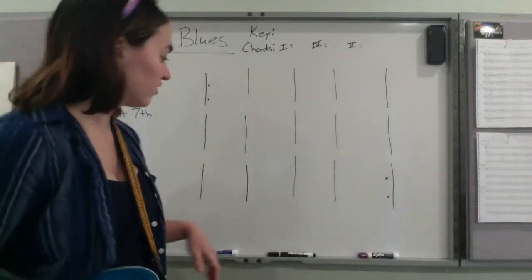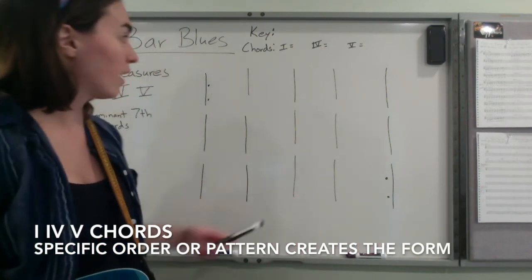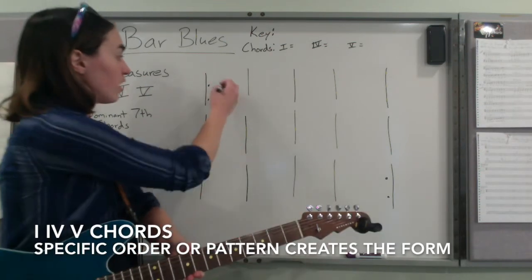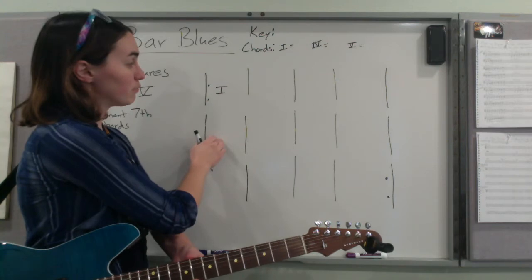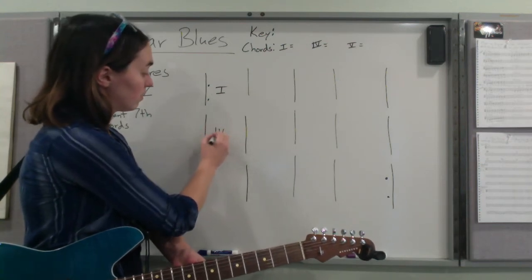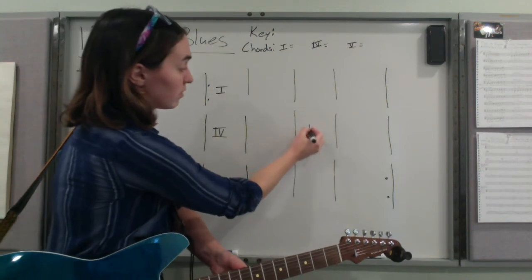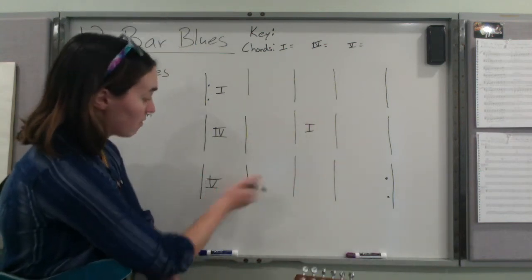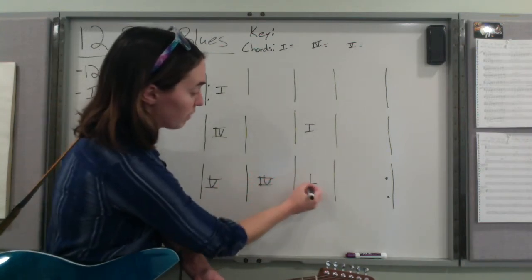The blues, consisting of our 1, 4, 5 chords, happens in a very specific pattern, okay? So we have our 12 measures up here. We're going to start with the 1 chord for 4 measures. The 4 chord comes next for 2. Then we go back to the 1 for 2 measures. The 5 chord finally hits right here. Then we have the 4 chord followed by the 1.